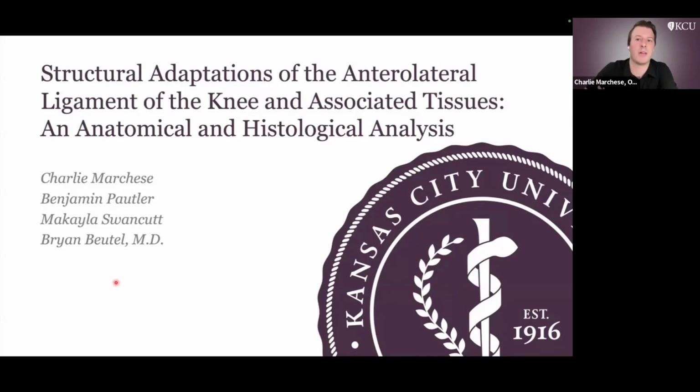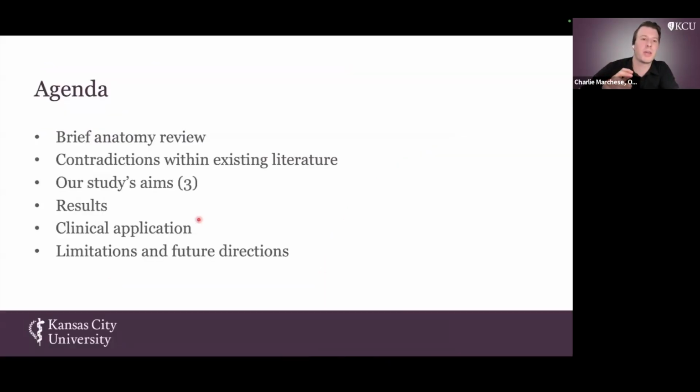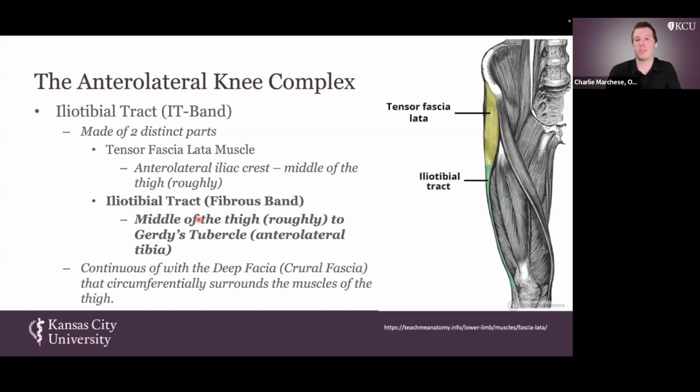The talk today is going to be about the anterolateral ligament of the knee. And we specifically were looking at if adaptations existed both in anatomical structure, or gross anatomy, and in histological structure as well. Just to get started, we're going to start with a quick anatomy review. We'll then discuss some of the contradictions that exist within the literature. We'll go over our specific study's aims. We'll then look at our results, and then we'll finish off with our clinical application and then some limitations and some future directions.